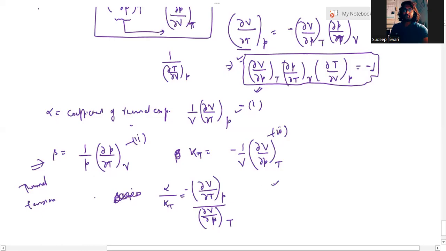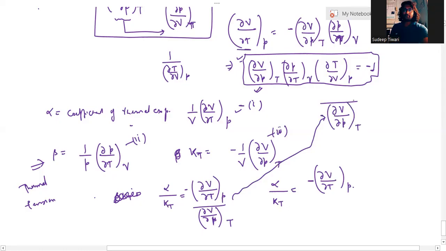Okay. So what I have got: alpha upon KT is equal to minus of del V upon del T upon P and del V upon del P at a constant temperature. So I'll write del V upon, here I'm writing this. Please see it here. Del V upon del P at a constant temperature, 1 upon, 1 upon del V upon del T at a constant temperature. I can write this as, so del V upon del V at a constant temperature, 1 upon. So I'll take this here. It will be minus of del T upon del V at a constant pressure into del P upon del T at a constant volume.